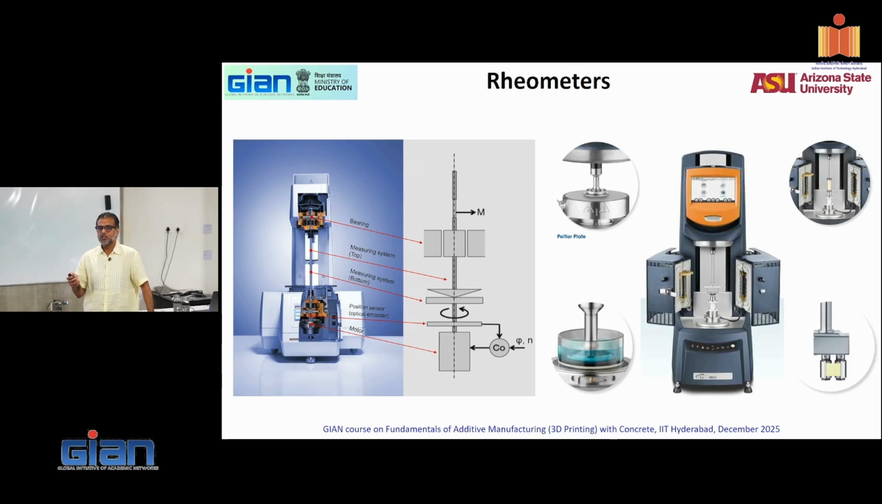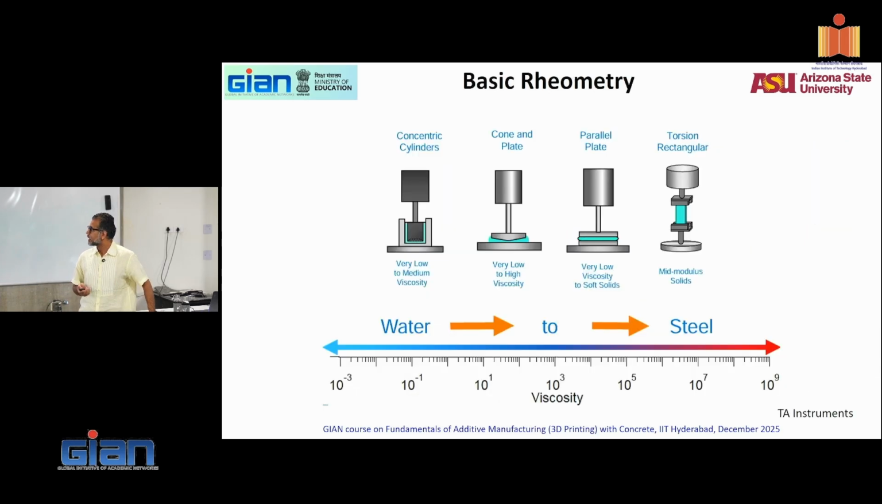All right. So these are two prominent companies that manufacture rheometers, especially for concrete. This is a company called Anton Paar. This is TA Instruments. These two are the major players that have rheometers that are commercially available. I'm sure there are lots of other companies also, but these are the leaders in the market.